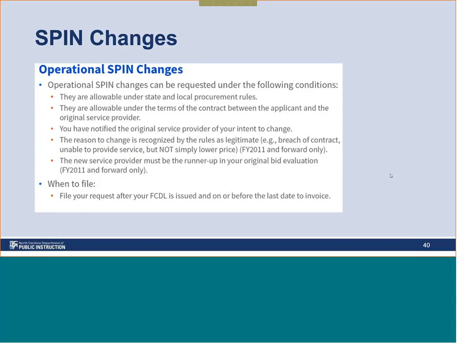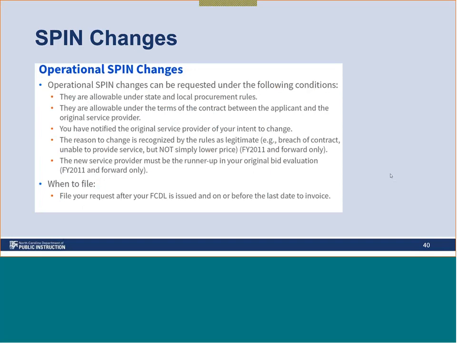Operational spin changes are rule-based. So first and foremost, whatever's allowable under state and local procurement rules, allowable under the terms of the contract between the applicant and the original service provider. You have to notify the original service provider of your intent to change. The reason to change has to be recognized by the rules as legitimate, as in a breach of contract, unable to provide service. You just can't say, I want to go to these other people because they're a lower price now. And the new service provider must be the runner-up from your original bid evaluations.